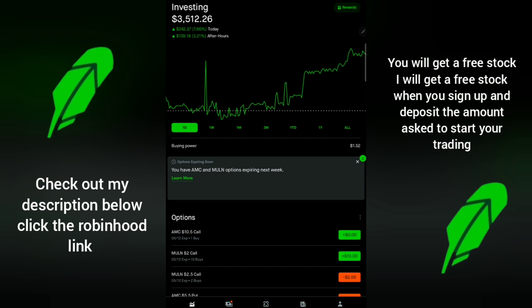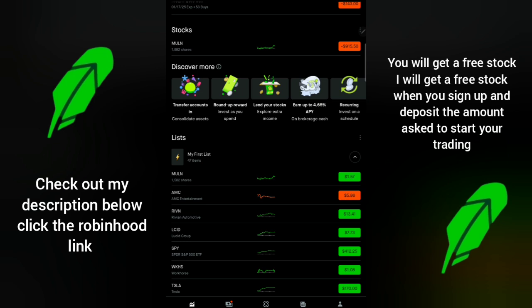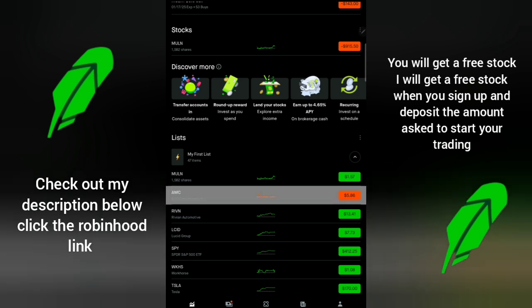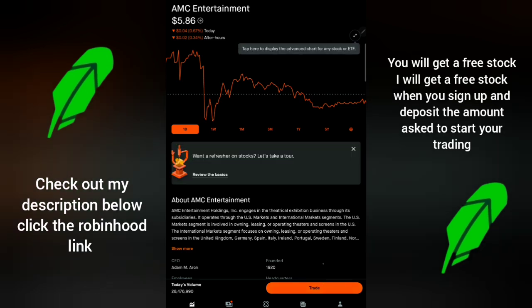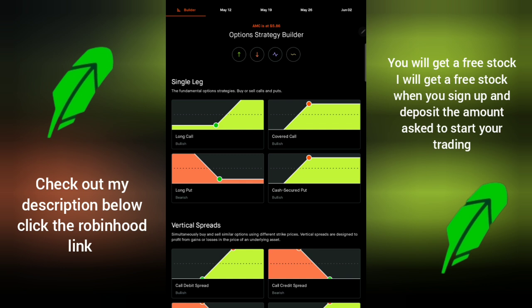All right, now that you have your options trading turned on, let's go down to, and we're going to use AMC because Mullen has just recently had a reverse stock split, and the numbers are still kind of screwed up right now. So we're going to go with AMC. We're going to go down to the bottom where it says trade options, and they have expiration dates right here.